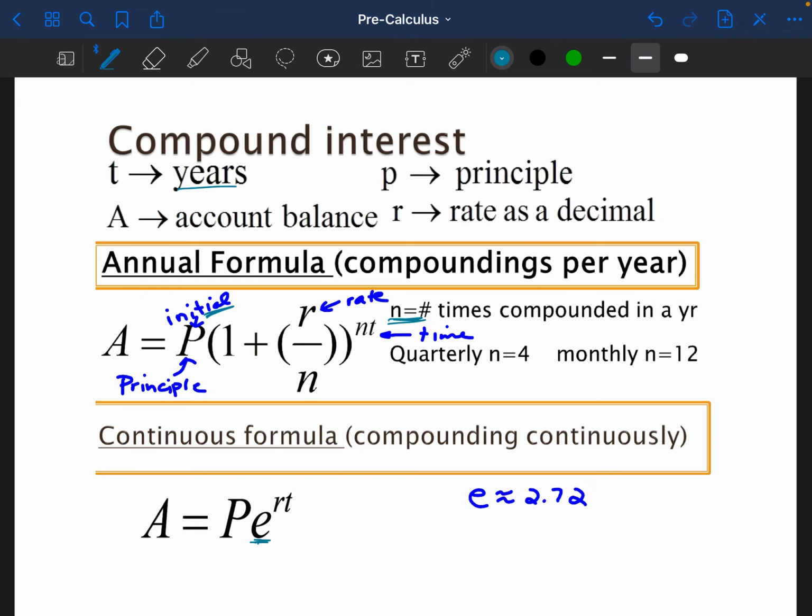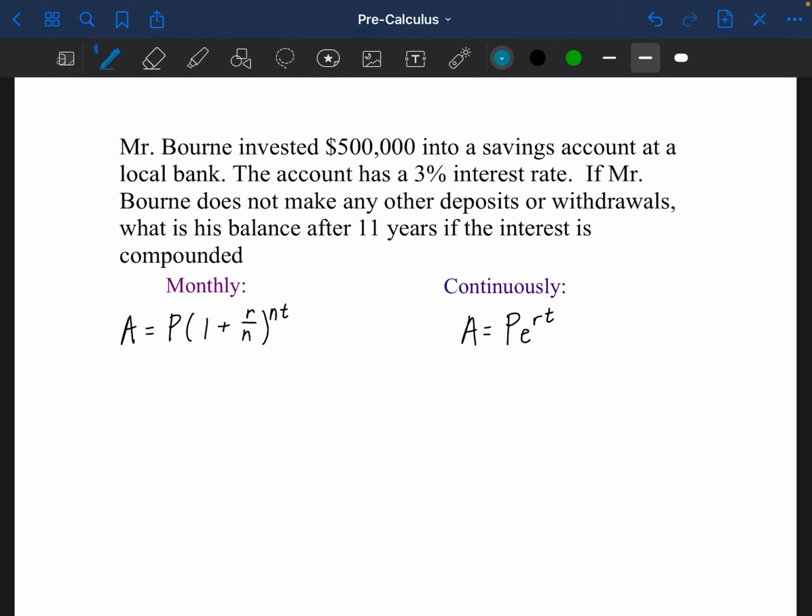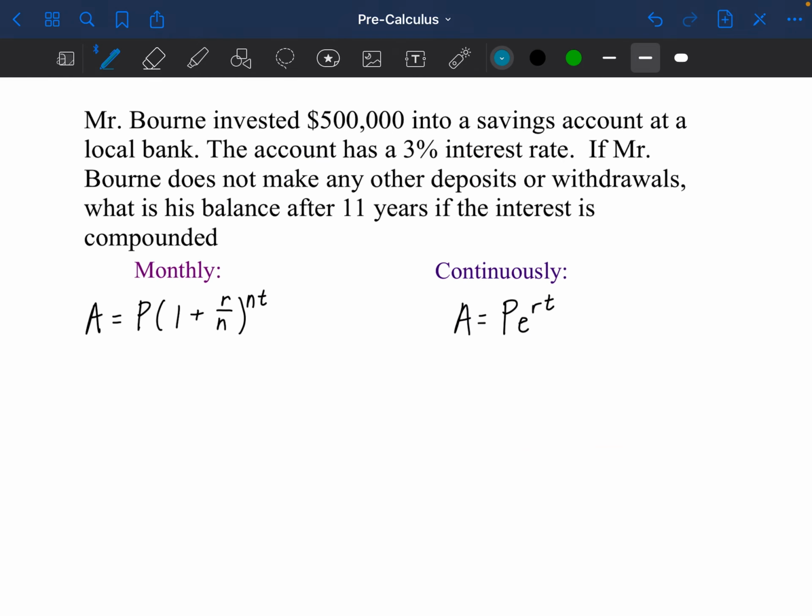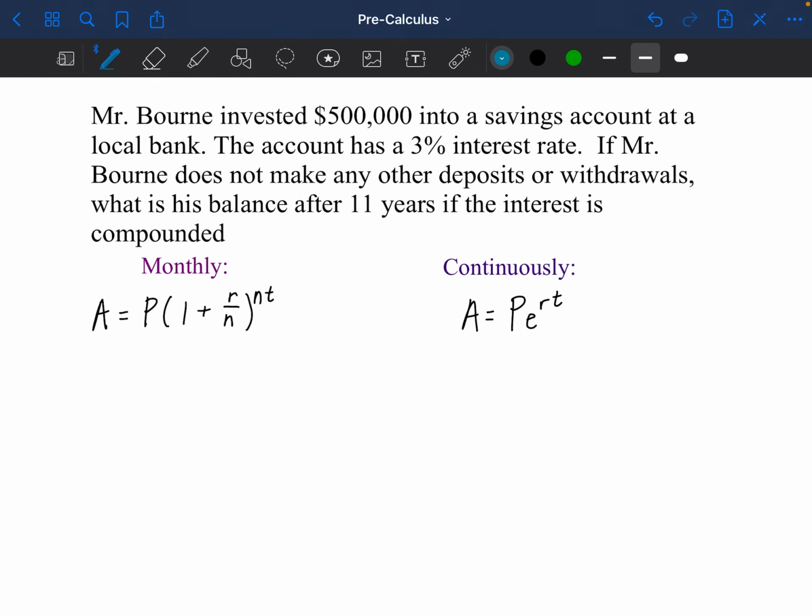Let's put these formulas into action. Mr. Bourne invested $500,000 into a savings account at a local bank. It's a lot of money. The account has a 3% interest rate. If Mr. Bourne does not make any other deposits or withdrawals, what is his balance after 11 years if the interest is compounded? So we have two different scenarios here. One's where we're being compounded monthly, and the other one is continuously.